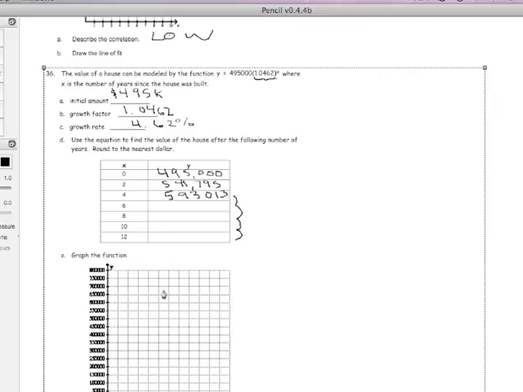Graph the function. Okay, so it's going to look like this. At year 0, where are we? 495,000. Then it's going to go to year 2, right here, 541, then 593, and it's going to look something like that. How long would it take to double?